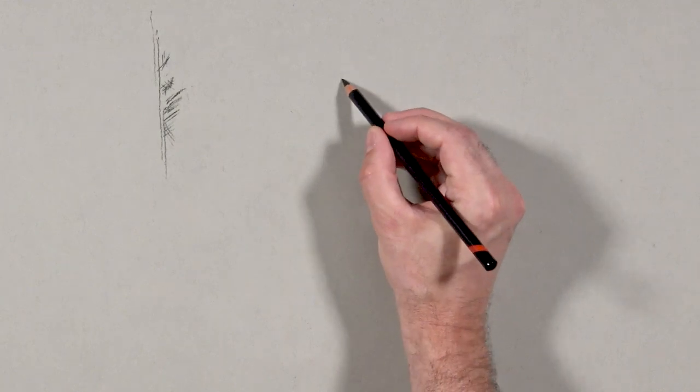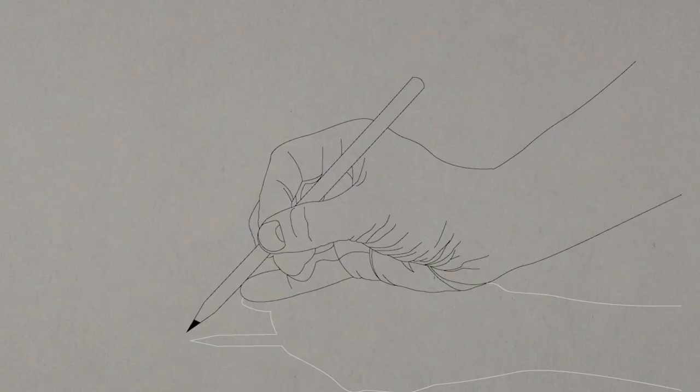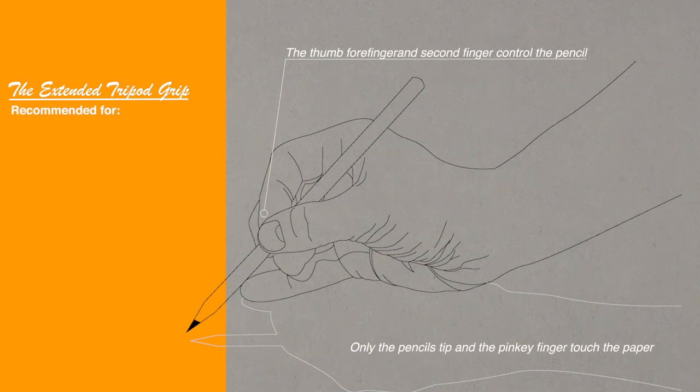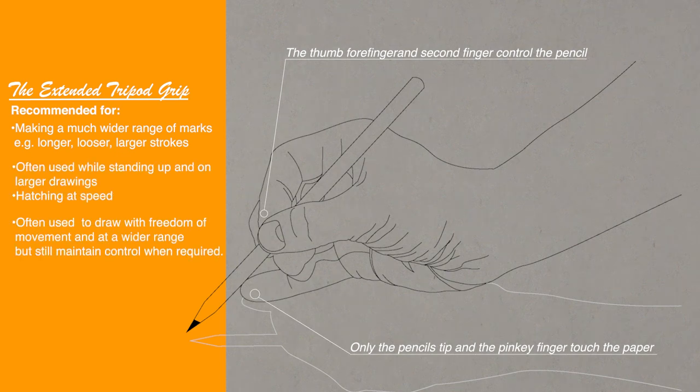Those short strokes are called search lines, and we want to try not to use them. The next grip we'll be using is called the extended tripod grip. The extended tripod grip is recommended for making a much wider range of marks and longer, looser strokes. It's often used while standing up and on larger drawings. It's ideal for drawing at a wider range while maintaining control over your line.